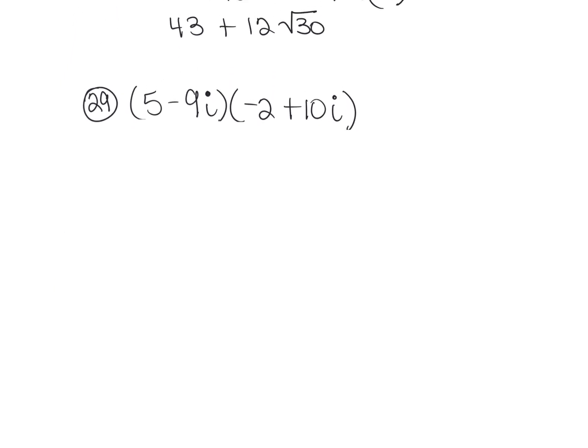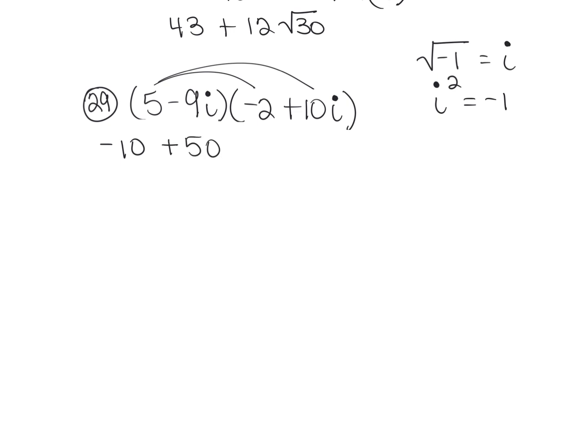Next one is the same thing, but we're moving into complex numbers. So this is C2. And you have to remember the key thing with this is i squared is equal to negative 1. And if you have the square root of negative 1, that's what i is equal to. Those are your two takeaways from this one. So if I multiply this, I have 5 times negative 2 is negative 10. And then I multiply 5 times 10i, so that's 50i. Then I multiply negative 9 times a negative 2, so that's positive 18, and then there's an i.